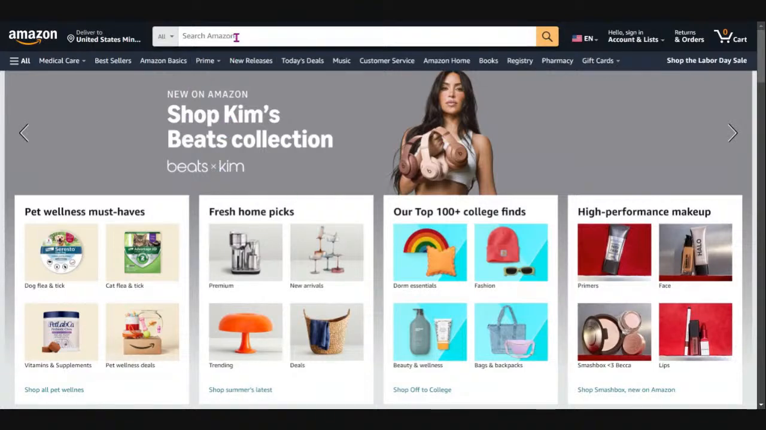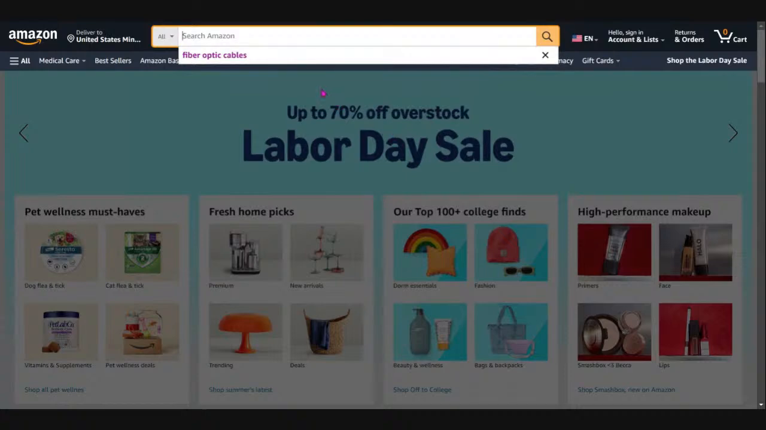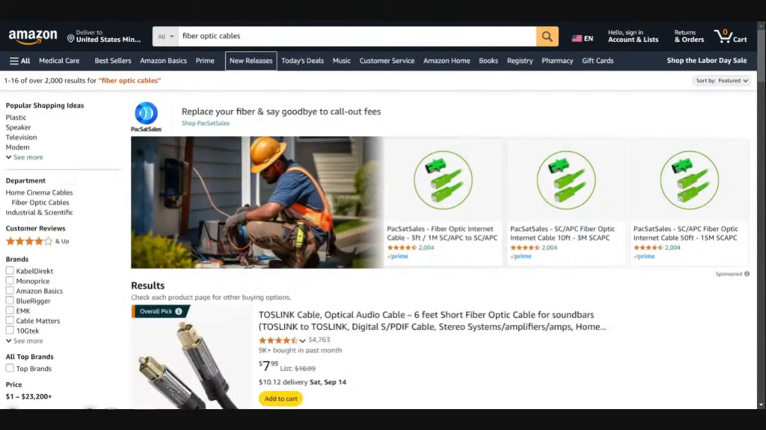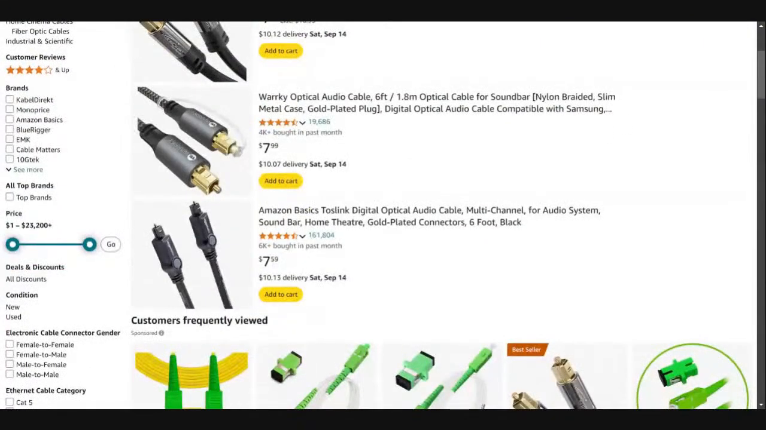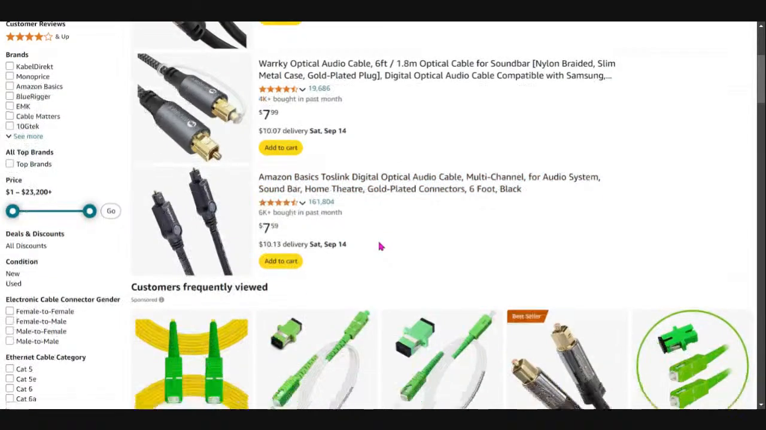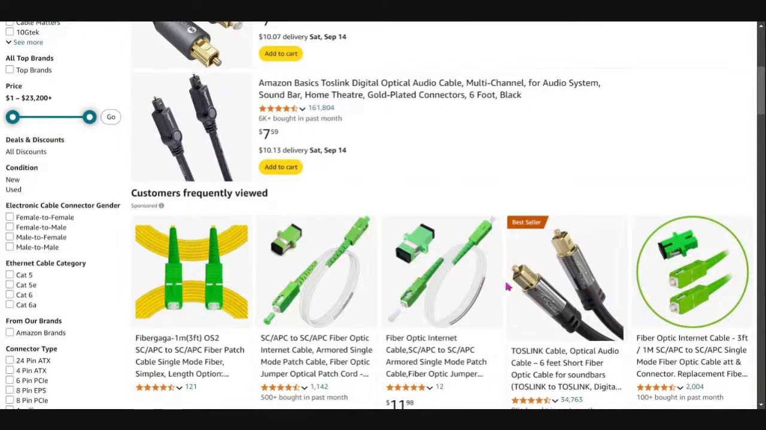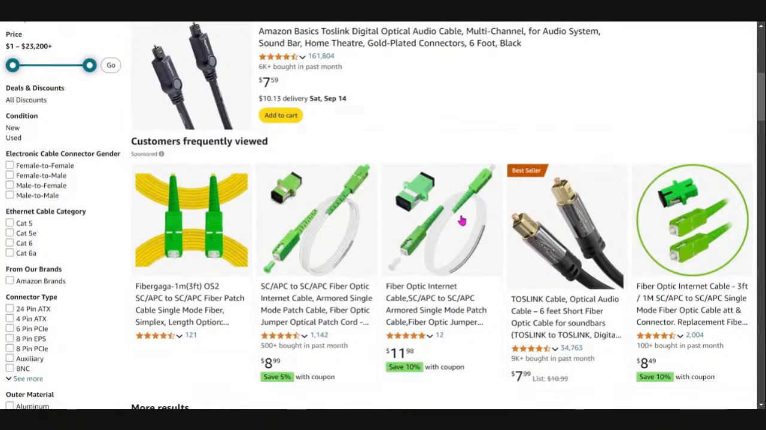So what do we want? Oh, fiber optic cables. Oh my God, why is it so white? $8 for what length? Audio cable, optical audio, 6 feet. Amazon Basics, Toslink, digital optical audio. That looks like it. Optic internet cable.